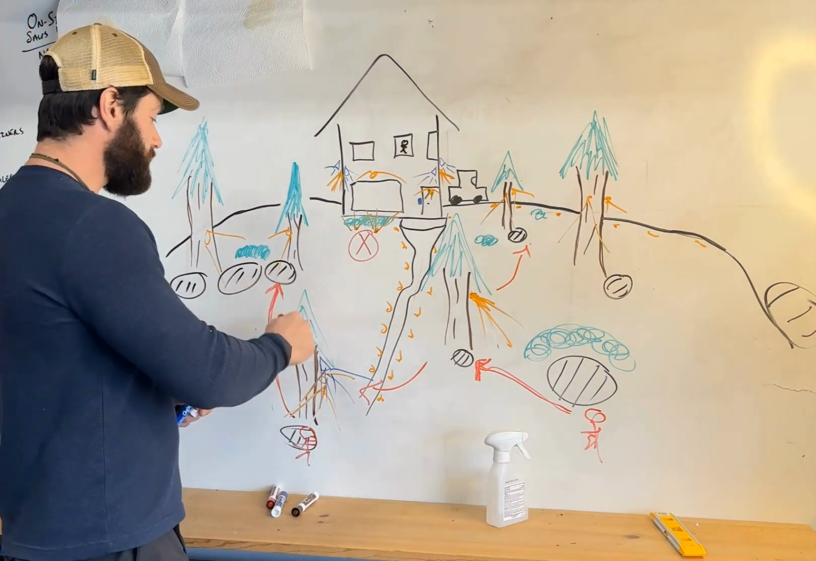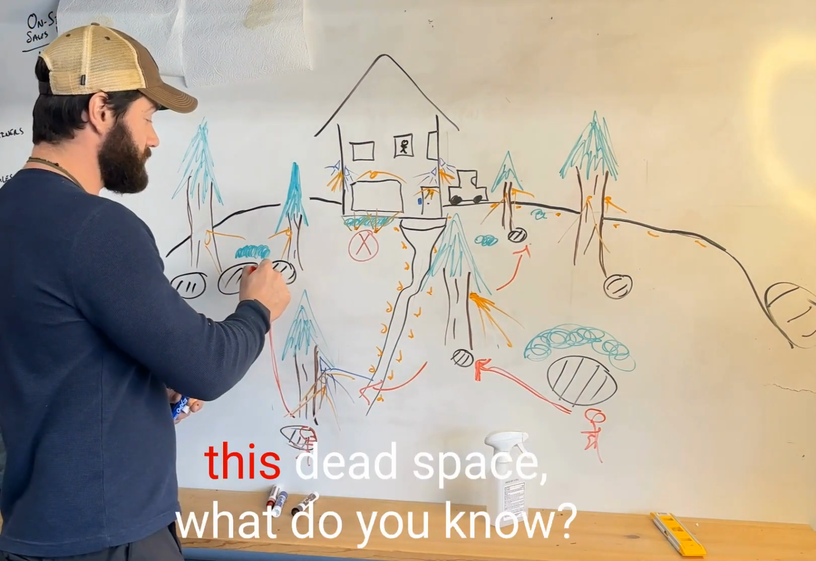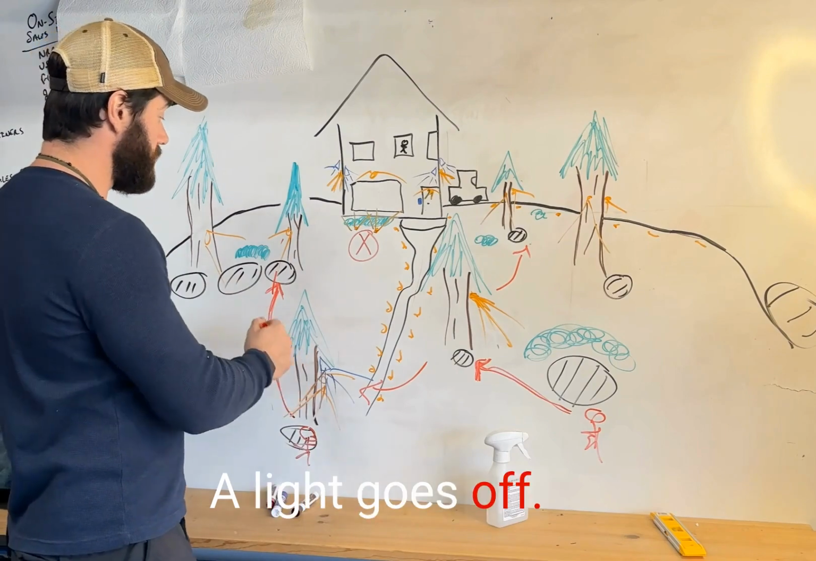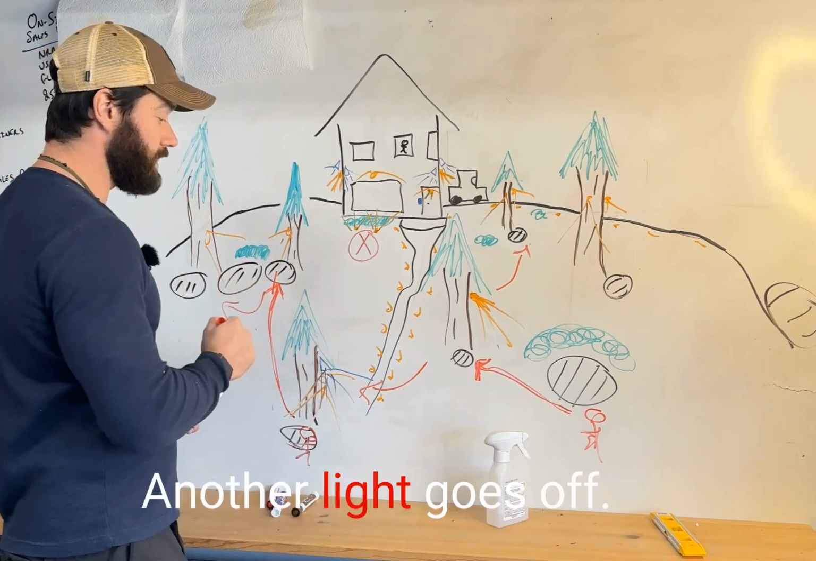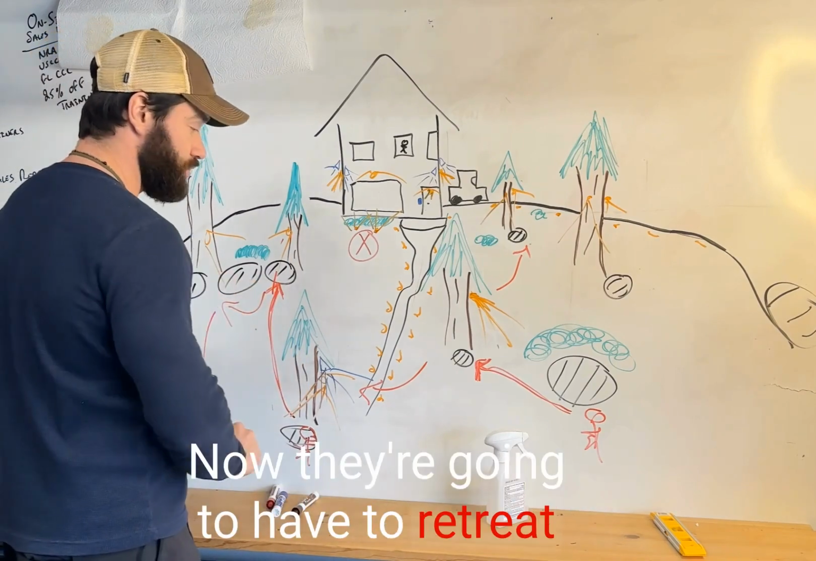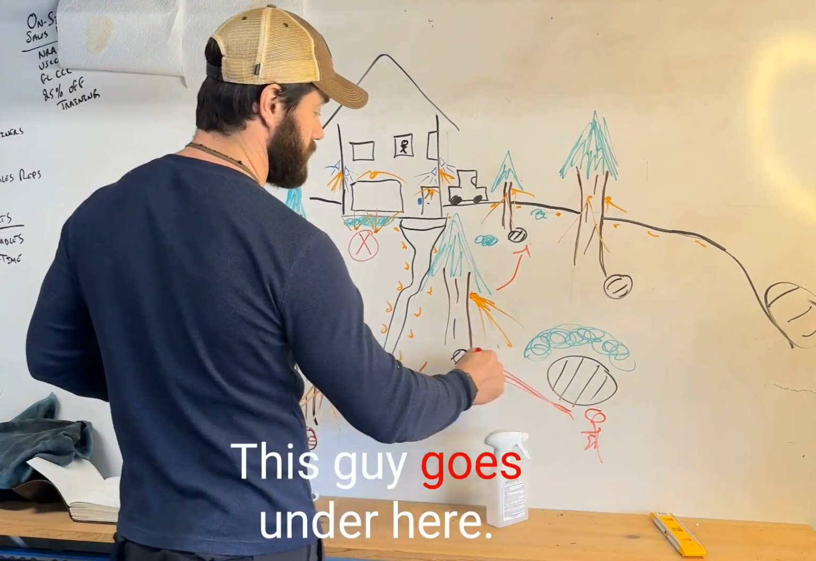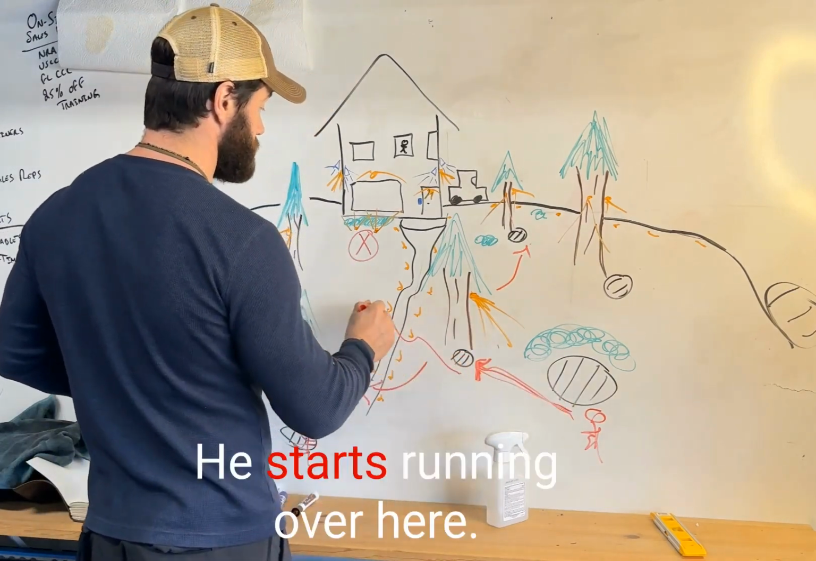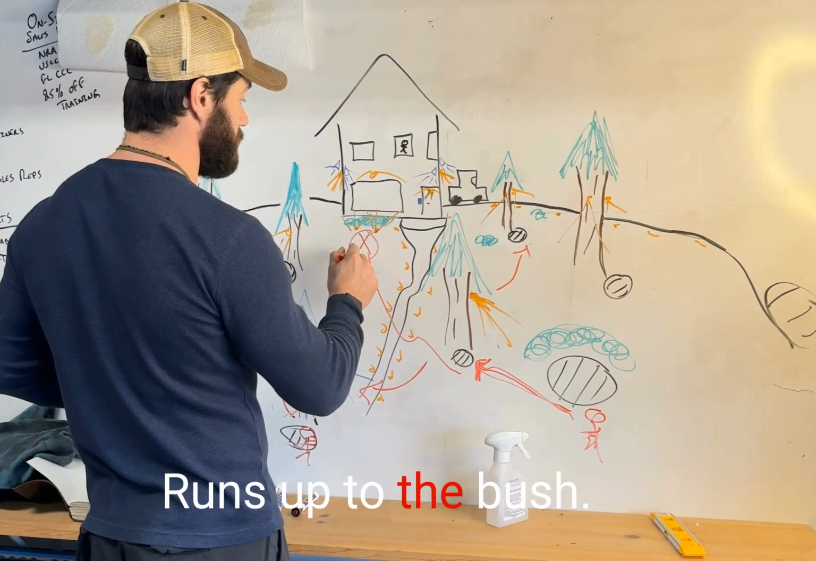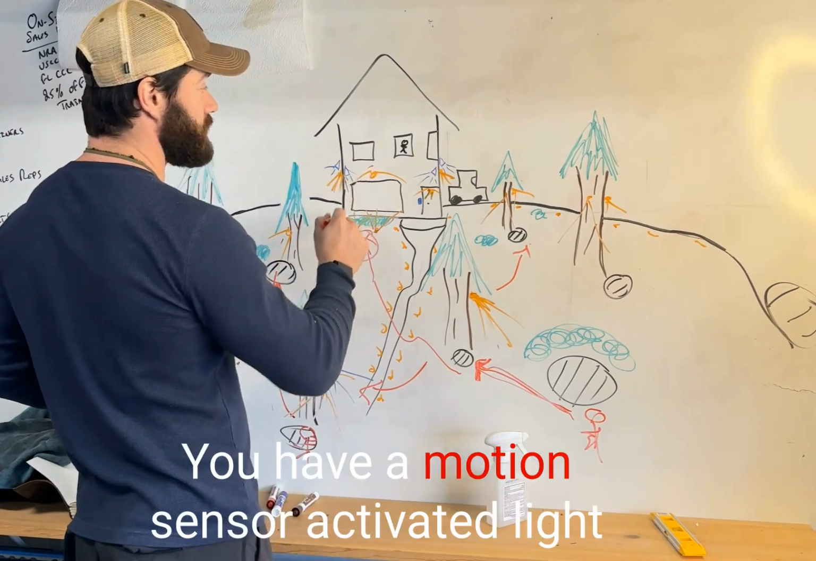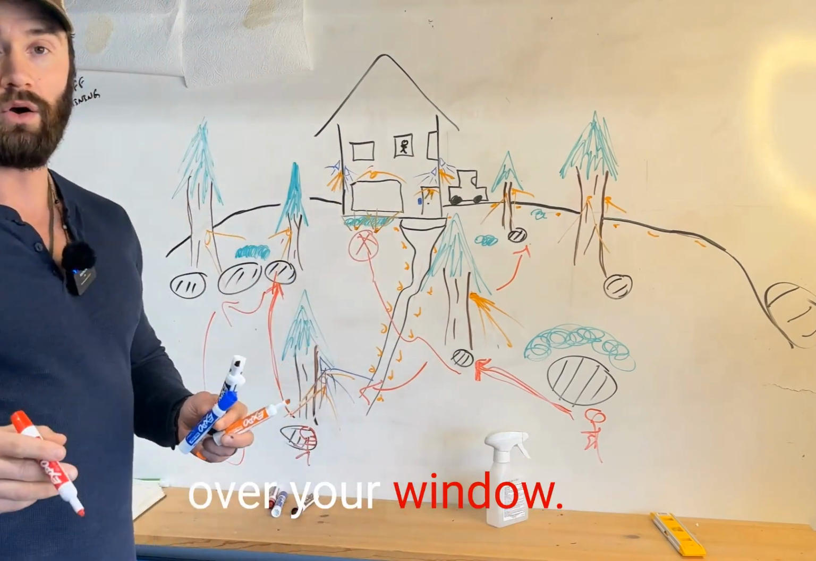Now, if somebody's going from here up into this dead space, what do you know? A light goes off. So they're going to run over here. Another light goes off. Now they're going to have to retreat all the way back. Same thing here. This guy goes under here, light goes off. Damn it. He starts running over here, light goes off. Runs up to the bush. You have a motion sensor activated light over your window, light goes off.